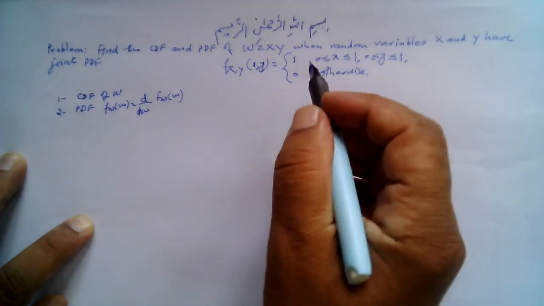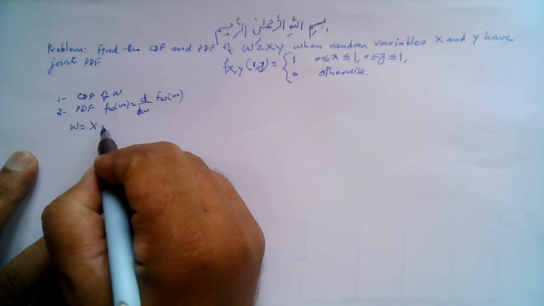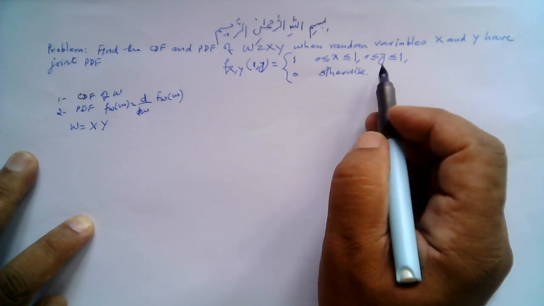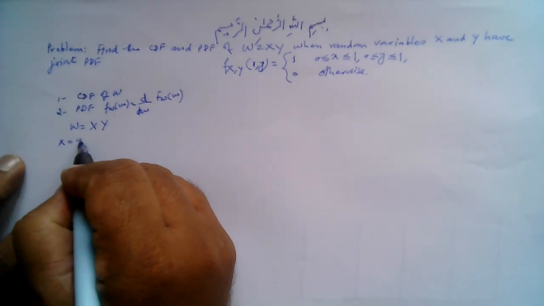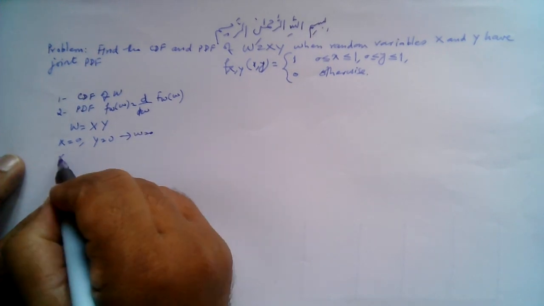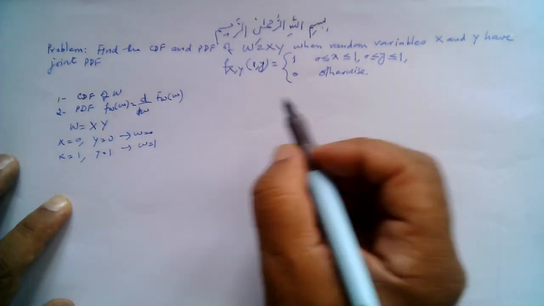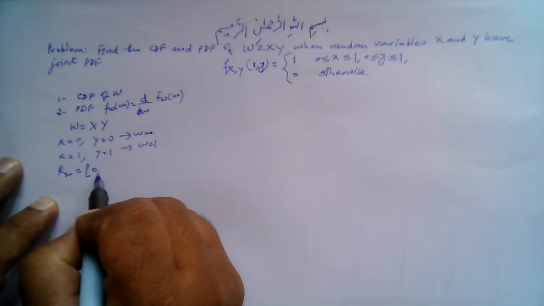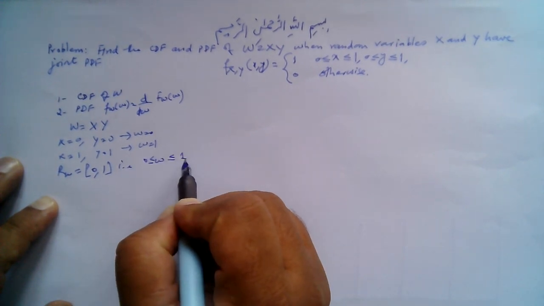So now for our given derived random variable, W is equal to XY, we see that the range for X is from 0 to 1 and for Y also from 0 to 1. So when X is equal to 0, Y is equal to 0, then W is equal to 0. Similarly, when X is equal to 1 and Y is equal to 1, W is equal to 1. So what we can infer from here is that the range of the derived random variable W is also from 0 to 1. That is, W is greater than or equal to 0 and less than or equal to 1.